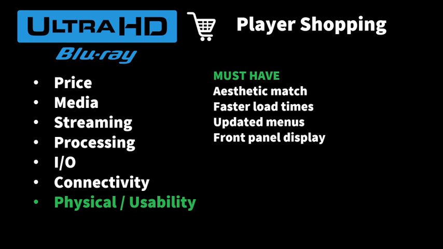Physical and usability, it needs to be a good match for my system. Faster load times and updated menus. We want to keep the front panel display as we have today. Finally, for overall performance, we want this to be as good as possible for the target price range. As I pointed out in part 1, you should prioritize based on your needs and preferences, so take my list only as an example.